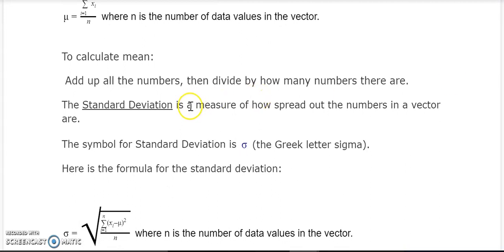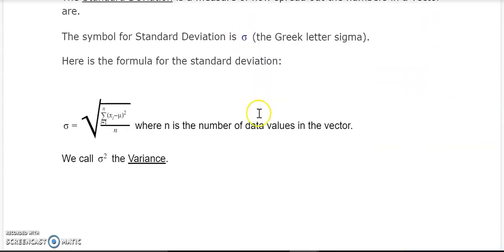The standard deviation, we'll look at an example in a second. The standard deviation is a measure of how spread out the numbers in a vector are. The symbol for standard deviation is this Greek letter, which is called sigma. And here's the formula for sigma. It looks kind of complicated, but it's basically saying take your vector values, subtract the mean, square it, add up all those results, divide by n, and then take the square root. That's your standard deviation. And we call sigma squared the variance.